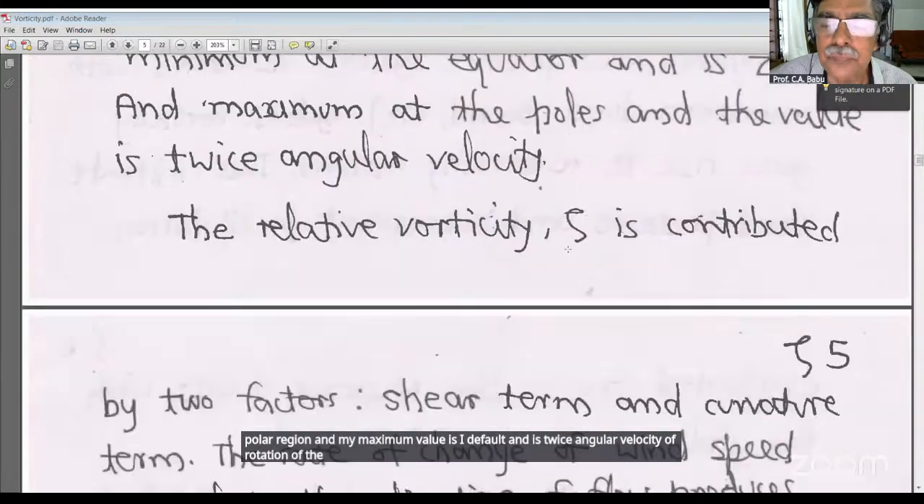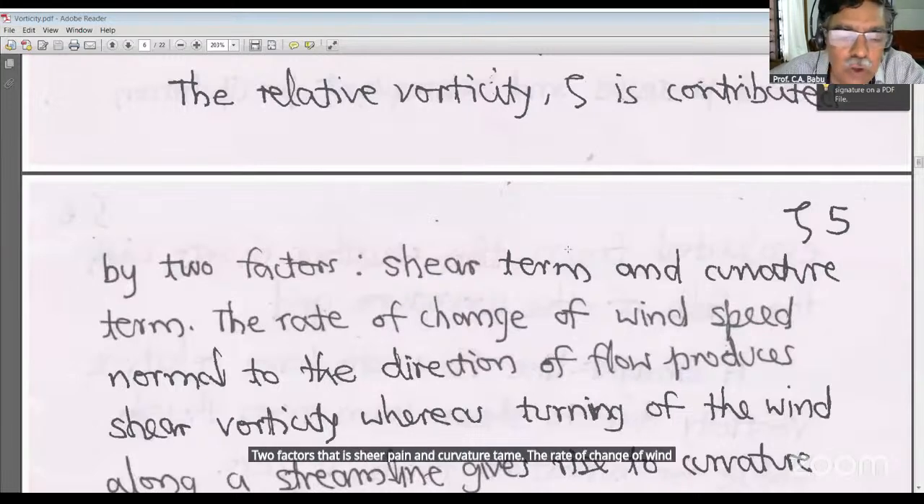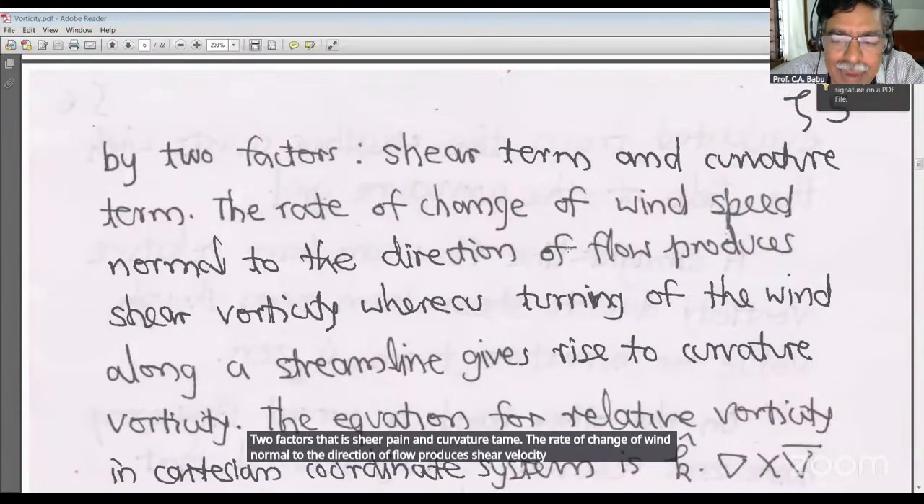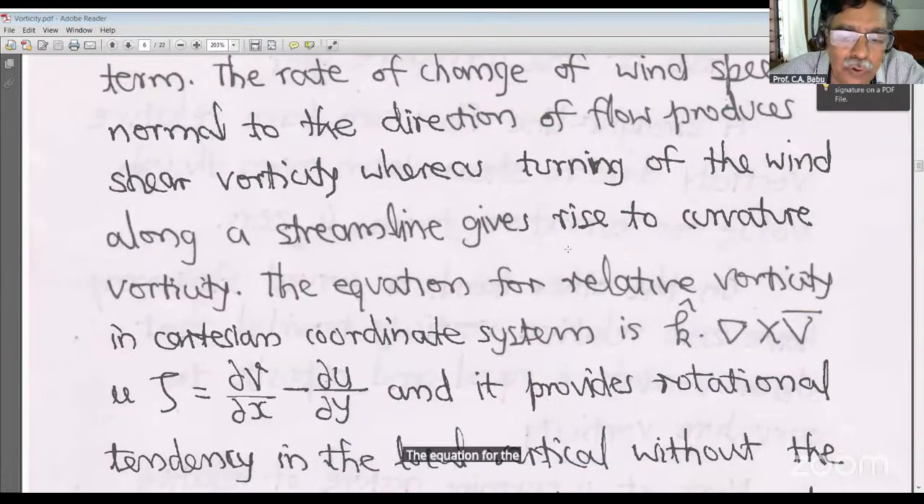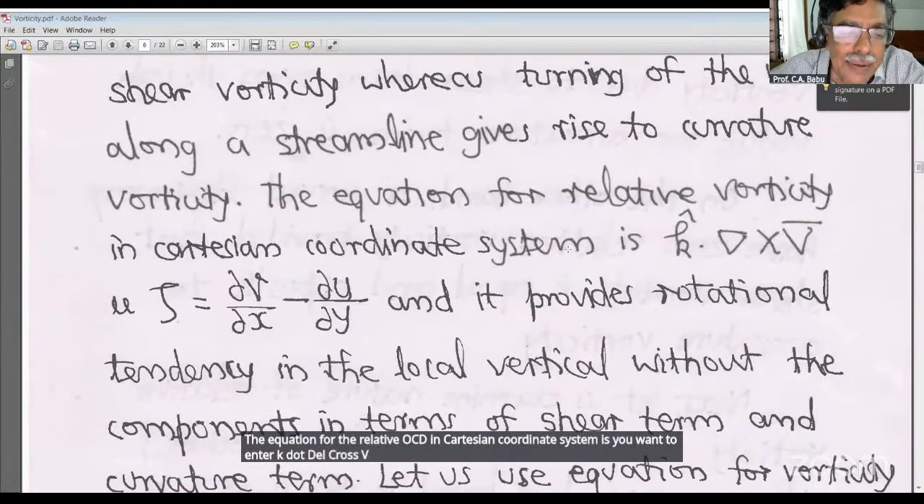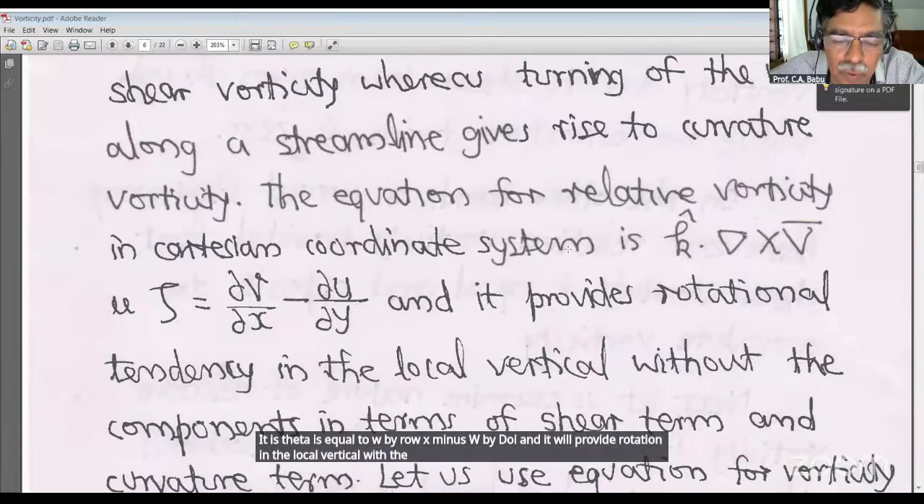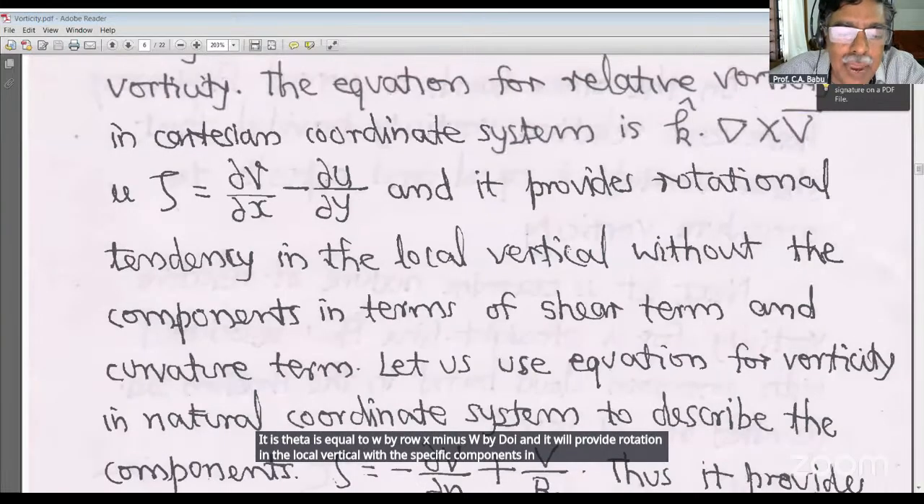The relative vorticity theta is contributed by two factors, that is the shear term and the curvature term. The rate of change of wind normal to the direction of flow produces shear vorticity, whereas turning of the wind along a streamline gives rise to curvature vorticity. The equation for the relative vorticity in the Cartesian coordinate system is unit vector k dot del cross v, that is theta is equal to ∂v/∂x minus ∂u/∂y, and it provides rotation tendency in the local vertical without specific components for the shear term and curvature term.